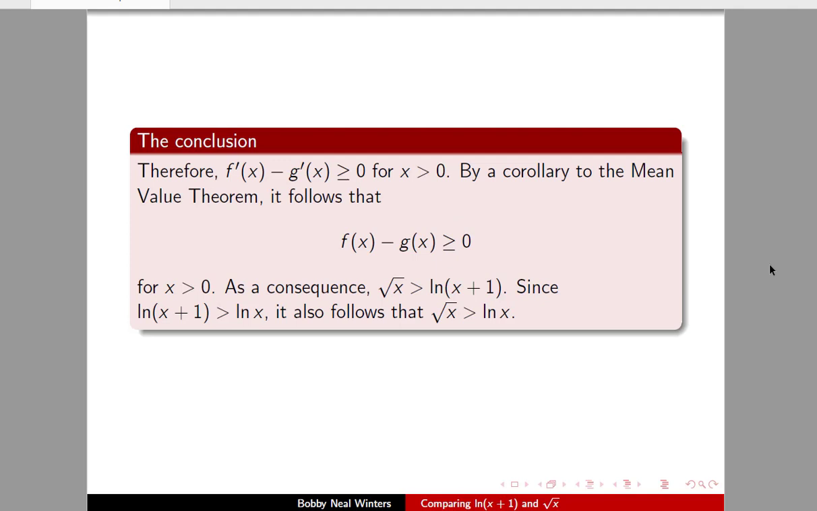So by a corollary of the mean value theorem, it will follow that f of x minus g of x is greater than or equal to 0 for all positive values of x, and therefore as a consequence of this, the square root of x is bigger than the natural log of x plus 1.